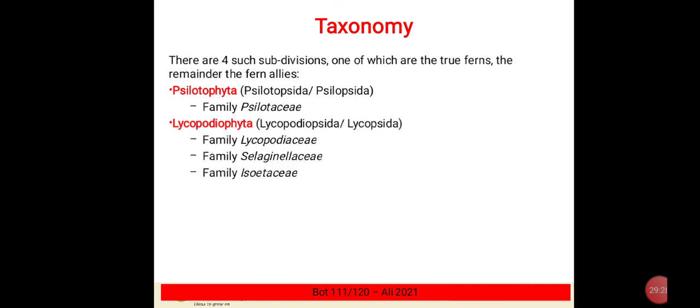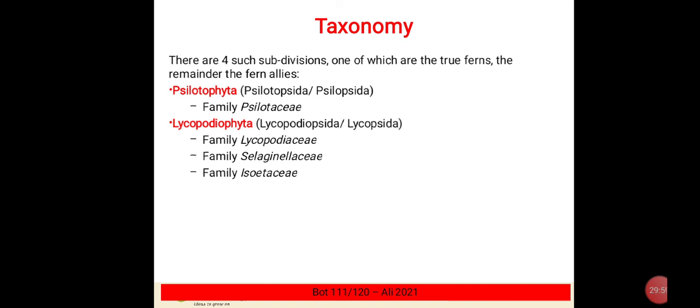Okay, the second division we have is the Lycopodiophyta or the Lycopodiopsida or the Lycopsida. There are three types of organisms belonging to three families. As listed, we have the family Lycopodiaceae, the family Selaginellaceae, and the family Isoetaceae. You will understand later. But those are the three families.